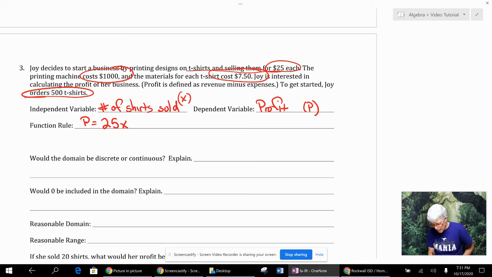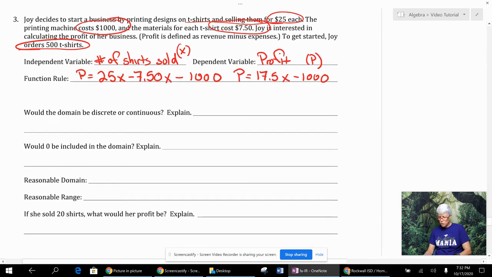But remember, she has to pay $7.50 for each of those shirts. Plus, or minus really, minus from her profit is the $1,000 that she has to pay. Now, if you do the math for the 25 and the 7.50, it ends up being that the profit is going to be 17.50x, I'm going to drop the zero, minus the $1,000 for the machine. And you're probably thinking this is a pretty bad idea. Why would anyone do this?